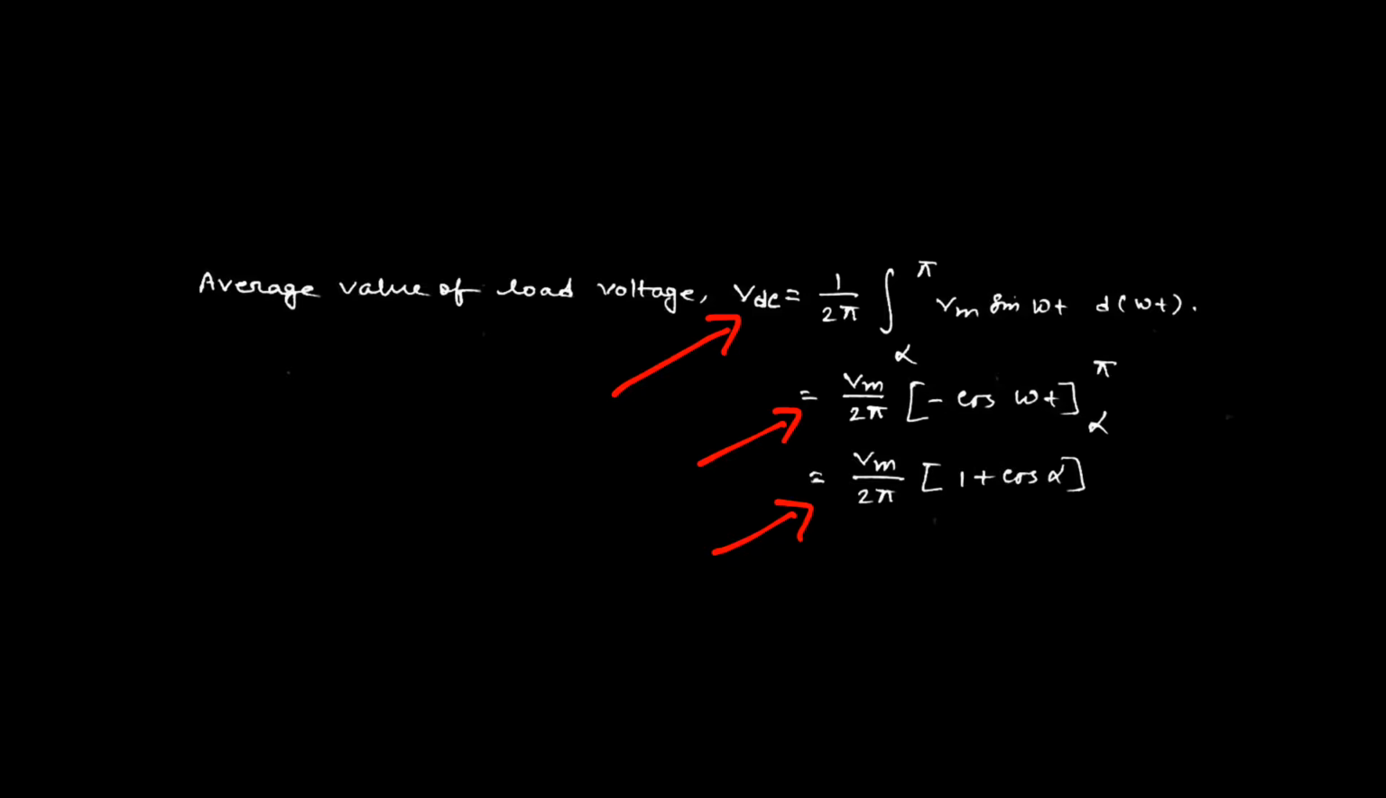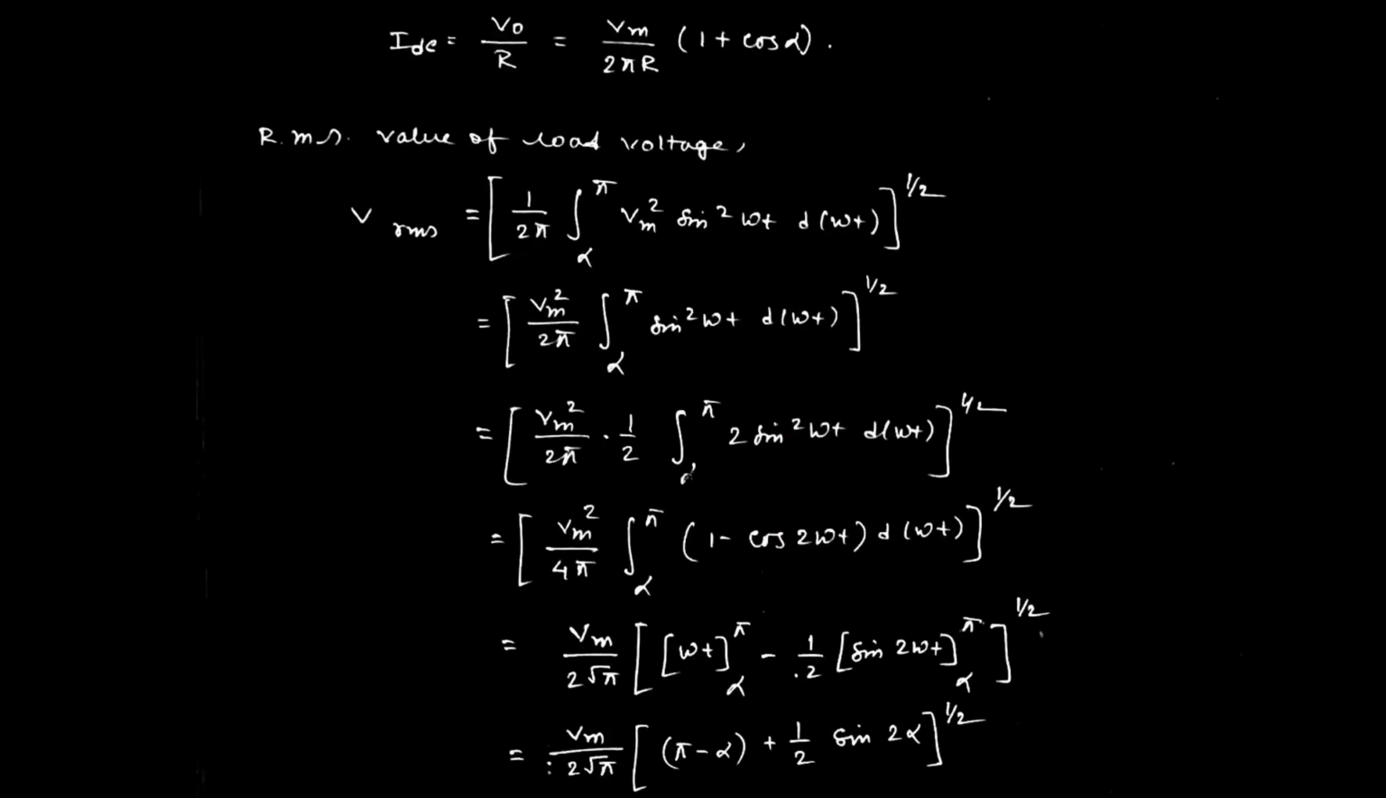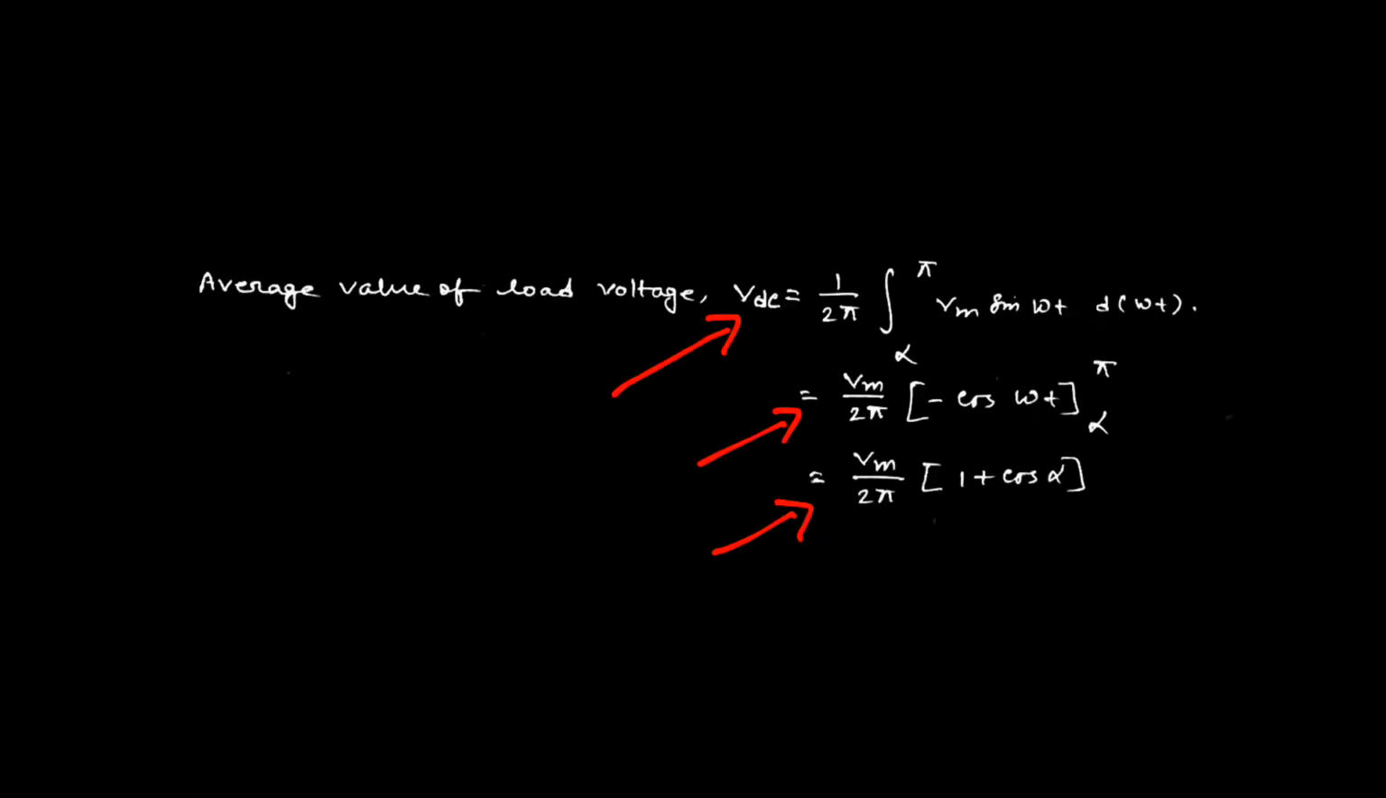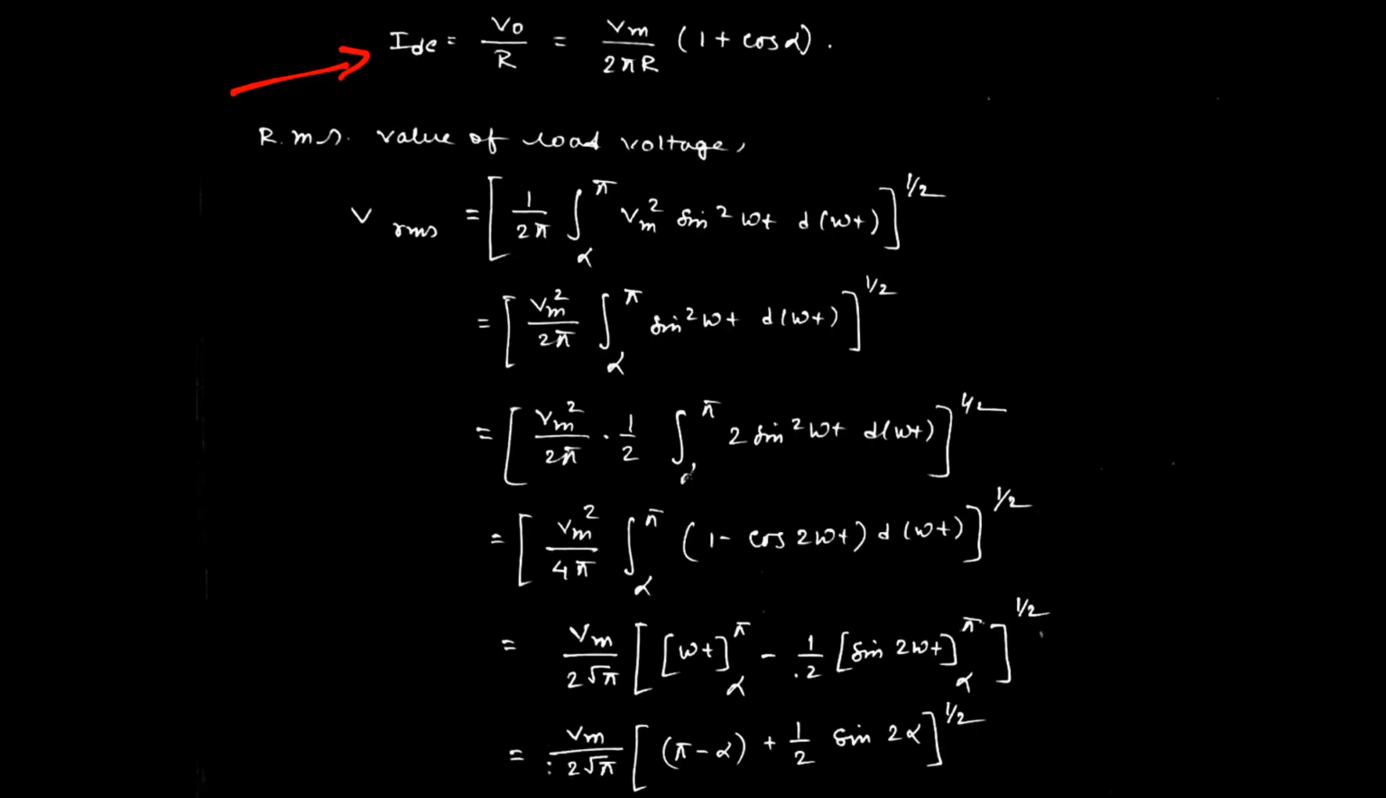So what will be the result of the average output current? As we are using a resistive load, the average output current IDC should be equal to V0 by R. V0 is Vm by 2 pi times 1 plus cos alpha, as we defined in the previous slide. So we can write the expression as Vm times 1 plus cos alpha divided by 2 pi R. As a resistive load is there, it is V0 by R.